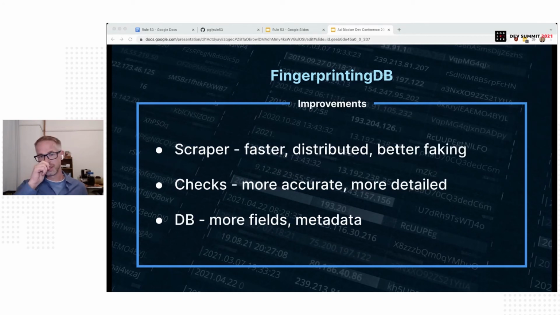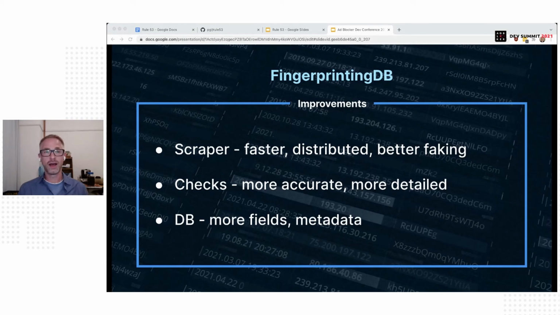Some improvements. These are all obvious improvements. The scraper could be faster, distributed, better at faking. It currently just fakes the user agent. It could be a proper session. It could use different headless browsers. There's a ton of different improvements there.